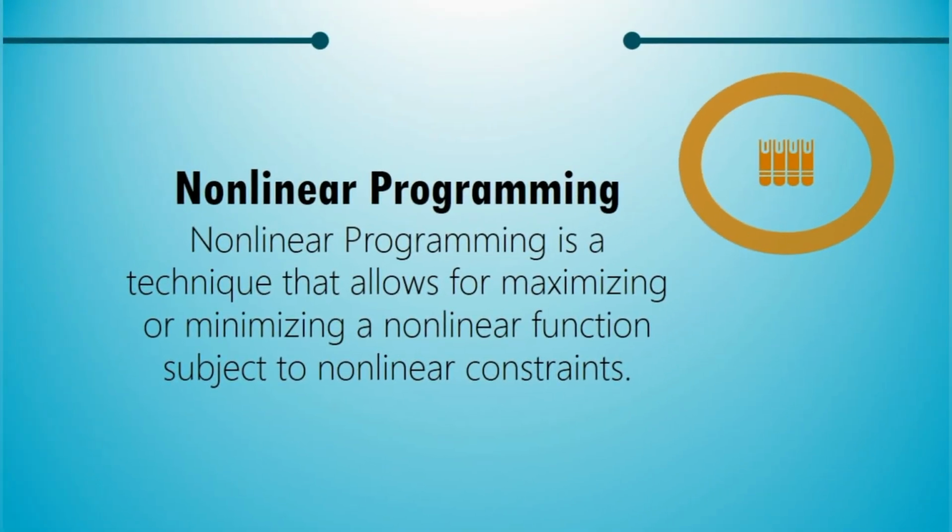We also have nonlinear programming, which is a technique that allows for maximizing or minimizing a nonlinear function subject to nonlinear constraints. So this is the opposite of the linear programming that we had a while ago. And this one is also helpful when the objective function, or at least one of the constraints, is not linear with respect to values of at least one decision variable.